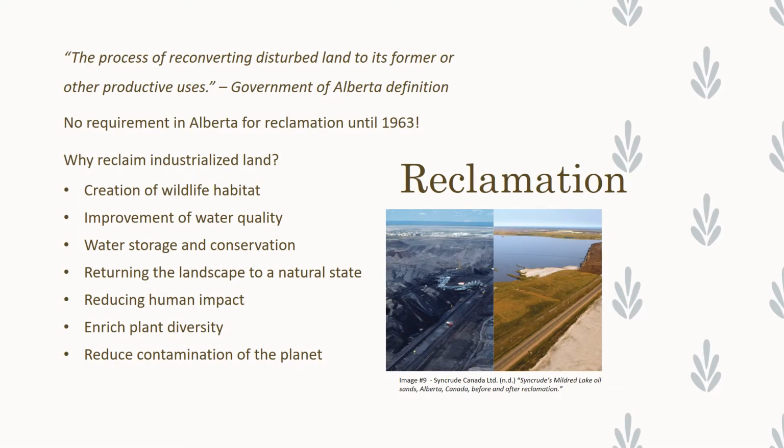The Alberta government defines reclamation as the process of converting disturbed land to its former or other productive uses. There was no requirement in Alberta to reclaim industrial disturbances until 1963, when the Surface Reclamation Act was introduced. Reclamation is the act of returning the land to a sustainable landscape.